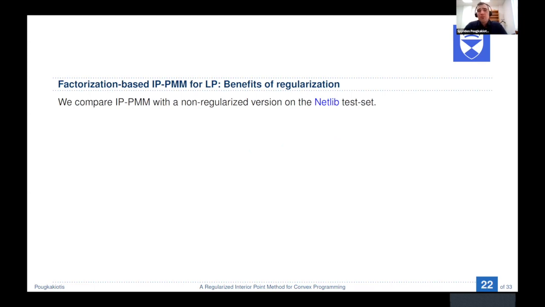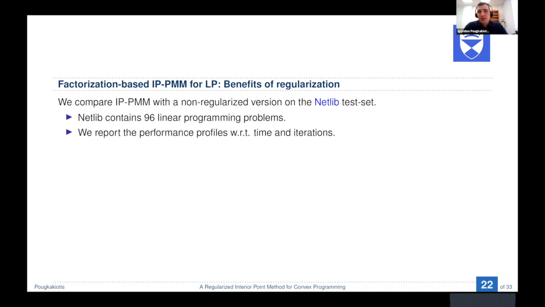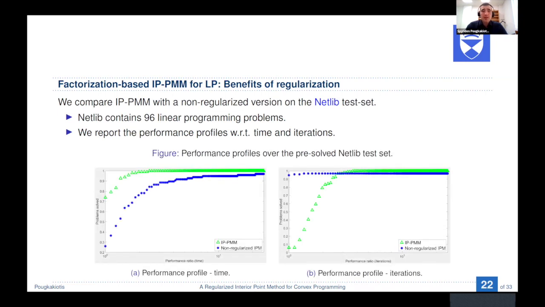And to do this, we compare IPPMM with a non-regularized version on the NetLib test set, which contains 96 linear programming problems. And to compare the two methods over the whole data set, we report the performance profiles with respect to time and iterations. And these are the results we obtain. Now, just to give you an idea of how to read performance profiles, the efficiency of a method is measured by how fast a line goes up, with robustness measured by the maximum achievable percentage.